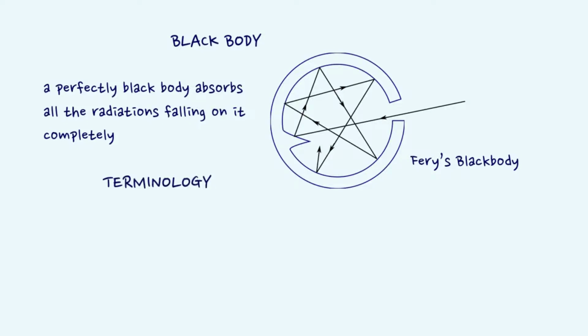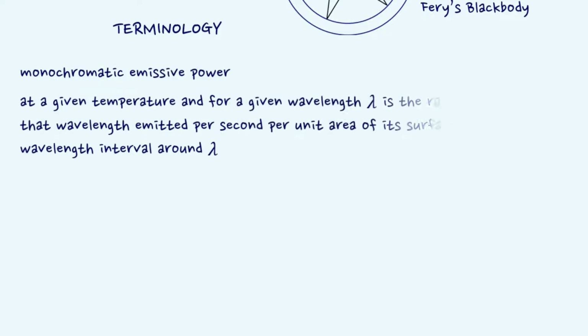Now, few terms we need to know before moving further into blackbody radiation. These are monochromatic emissive power. The monochromatic emissive power of a body at a given temperature and for a given wavelength lambda is defined as the radiant energy of that wavelength emitted per second per unit area of its surface within unit wavelength interval around lambda, that is between lambda plus minus half. Next, we have emissive power.